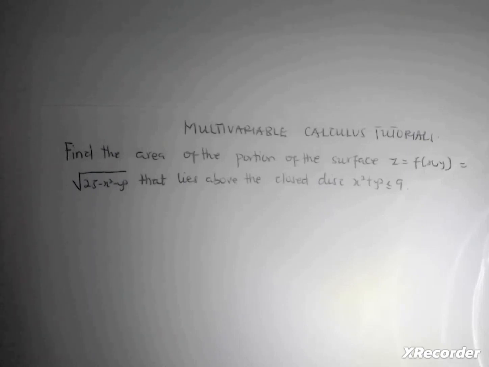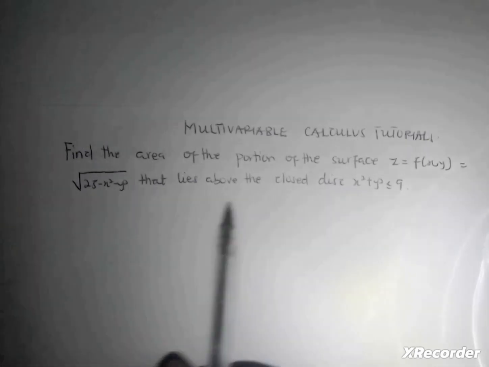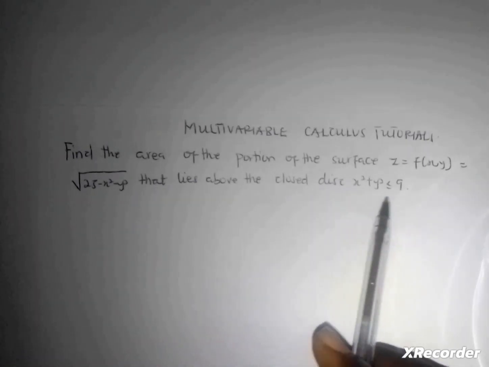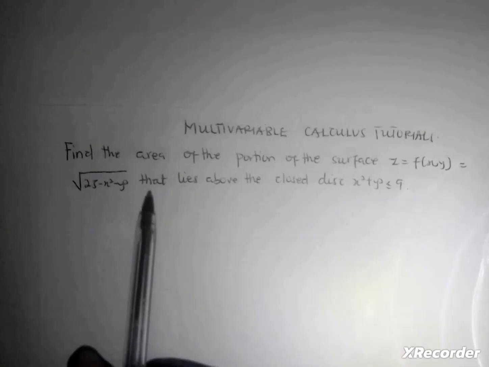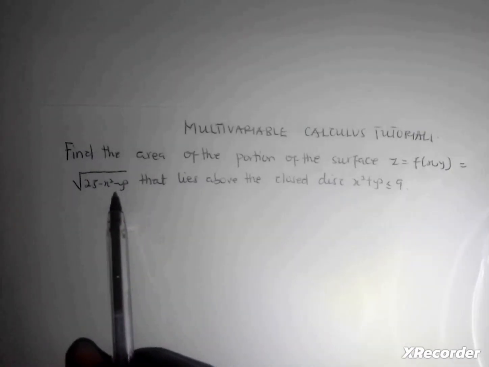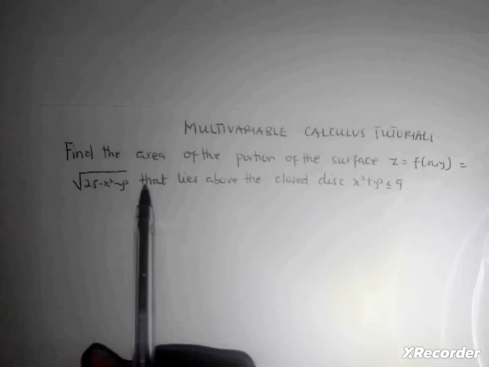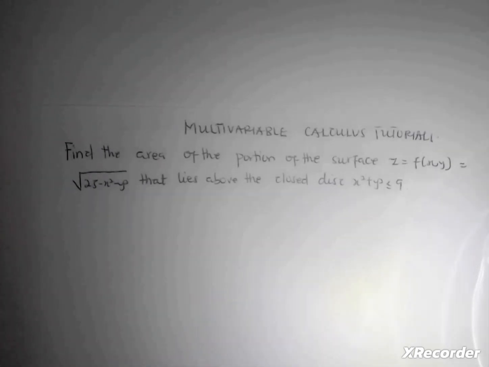So in our previous tutorial, we solved surface area of quadric surfaces over regions. We still continue in this video. In this video, I'll have a problem and it says find the area of the portion of the surface z, which is equal to f of xy, which is equal to the square root of 25 minus x squared minus y squared, that lies above the closed disk x squared plus y squared less than or equal to 9, right?